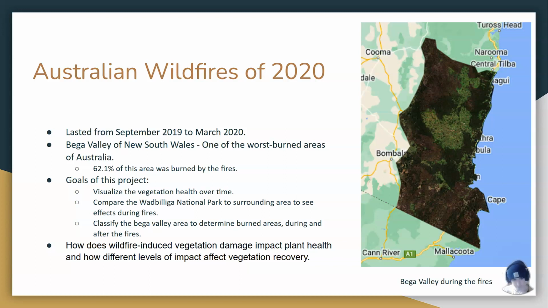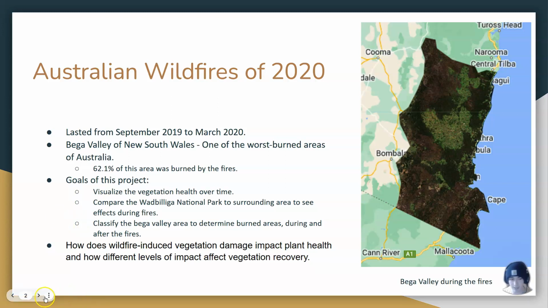The goals for this project were to really visualize the vegetation health over time. I wanted to compare the Wadbilga National Park to the surrounding area to see how being a national park affected its vegetation, the recovery, and all of that. I also wanted to classify the Bega Valley area to determine burned areas both during and after the fires. And my research question is how does wildfire induced vegetation damage impact plant health, and how do different levels of impact affect vegetation recovery?